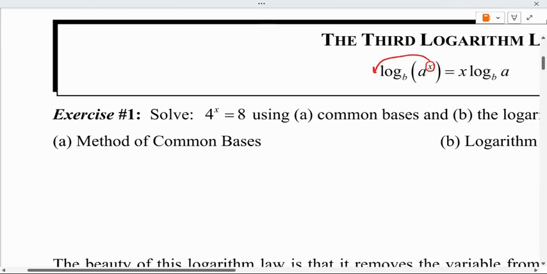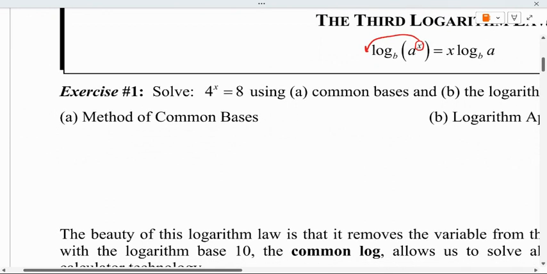Okay. So we're going to solve this problem right here: 4 to the power of x equals 8, using the common bases method. And then we are going to use the common log method. So common bases, let's see. 4 is the same thing as what? 2 squared. So I have replaced the 4 with 2 squared, but it's still to the power of x. 8 is the same thing as 2 to what power?